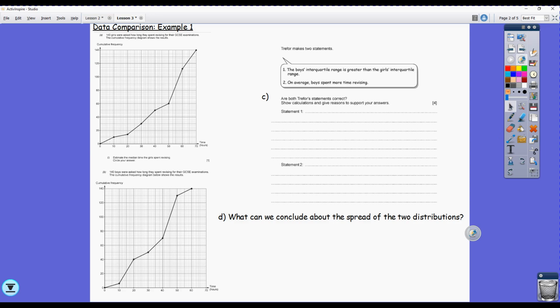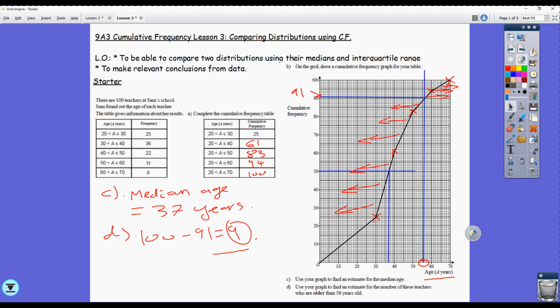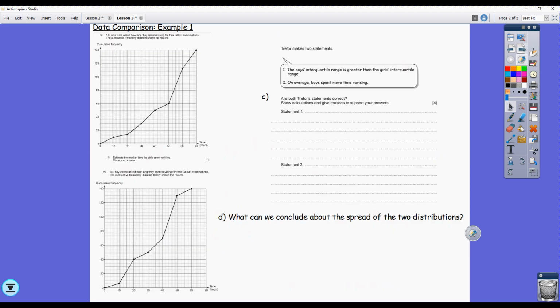So we're going to do a bit of data comparison. That's what today's learning objective is, to be able to compare two distributions using their medians and interquartile range and to make relevant conclusions from that.